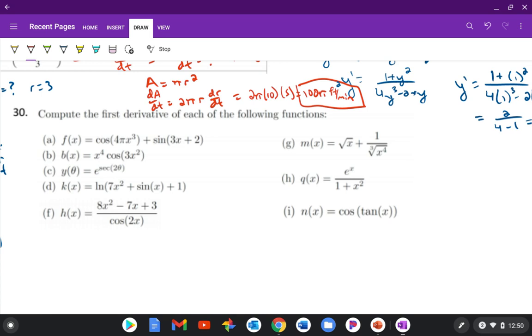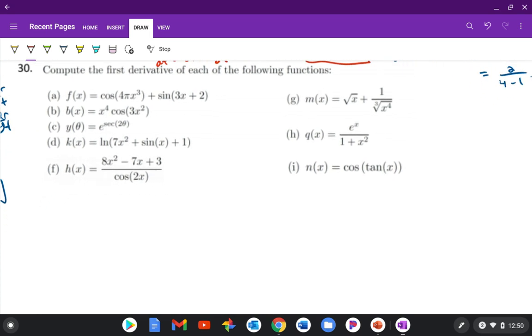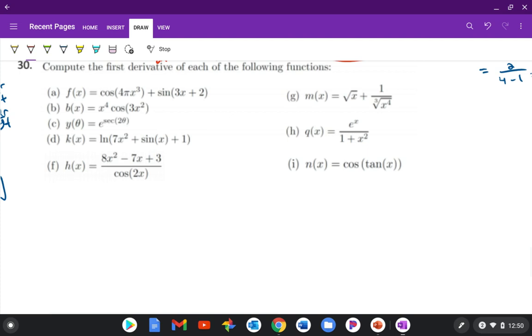All right, and then we close it out with some derivatives, some trig, exponential, and logarithmic. Let's start with A, the derivative, f prime of x. A lot of these are going to use the chain rule, where we've got stuff inside of those cosines and sines. So the derivative of cosine is minus sine. We keep the inside the same, 4 pi x cubed, and then times the derivative of the inside. 4 pi is a constant, so it just becomes 4 pi times 3, which is 12 pi x squared.